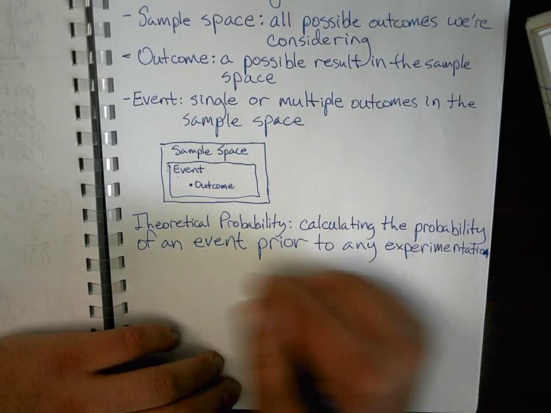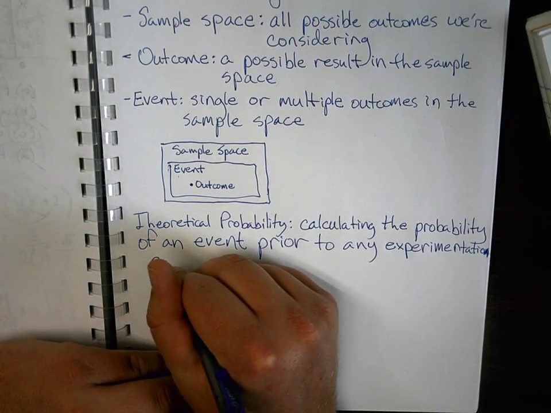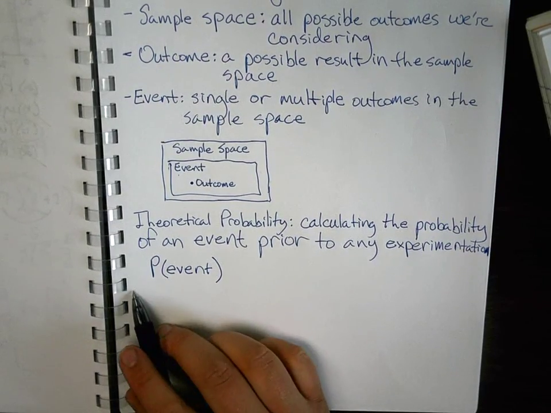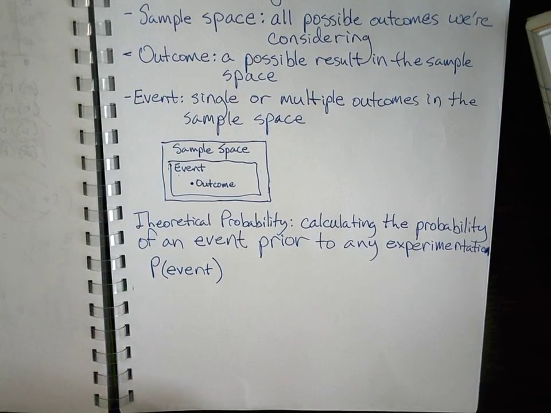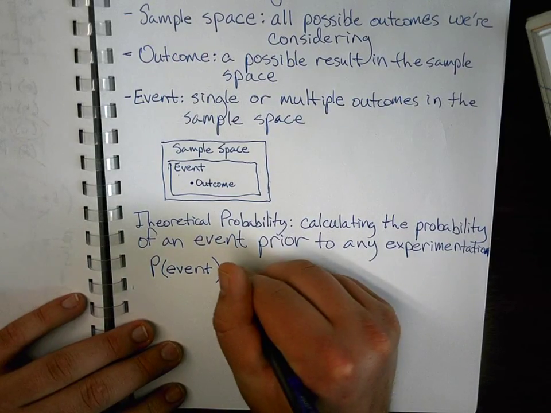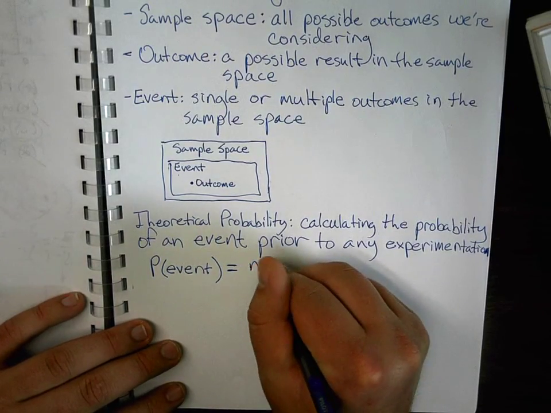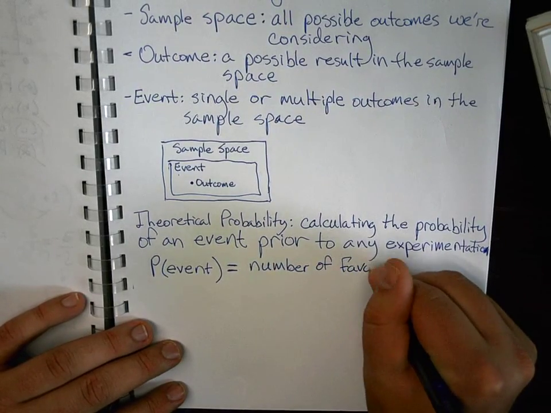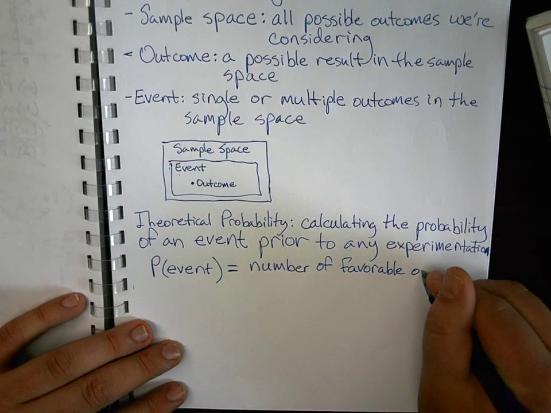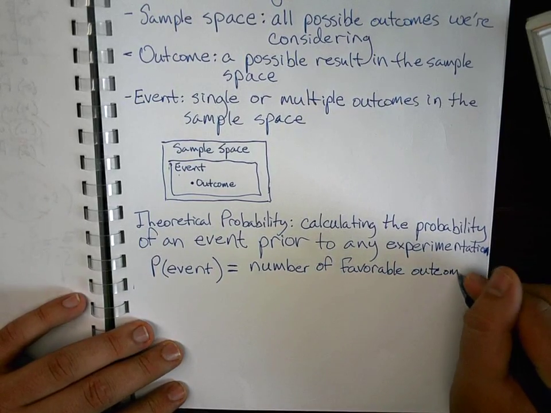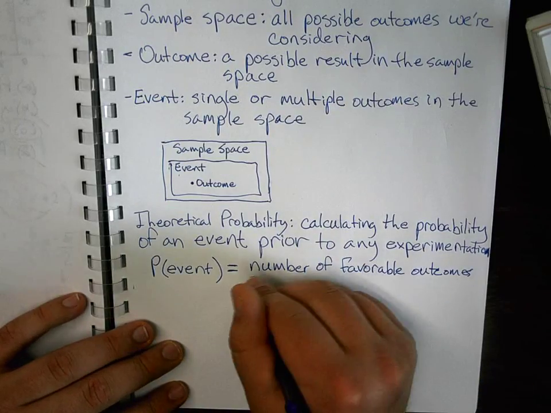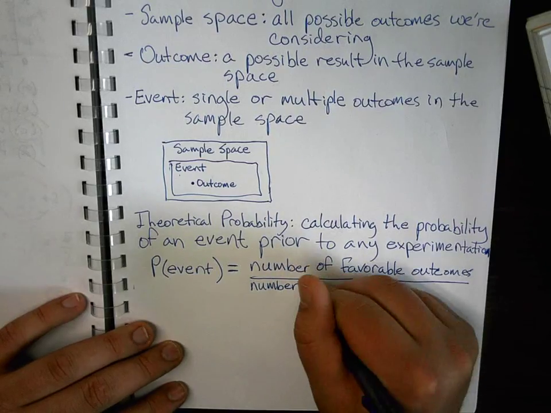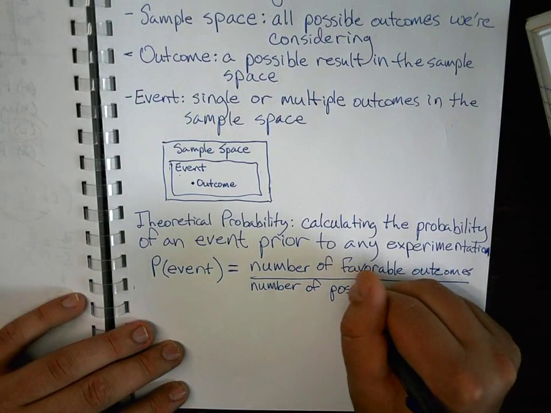Now we calculate the probability of an event, and you write the probability of an event like this: P, parentheses, event. So P stands for probability of an event. This could be the number of favorable outcomes over the number of possible outcomes.